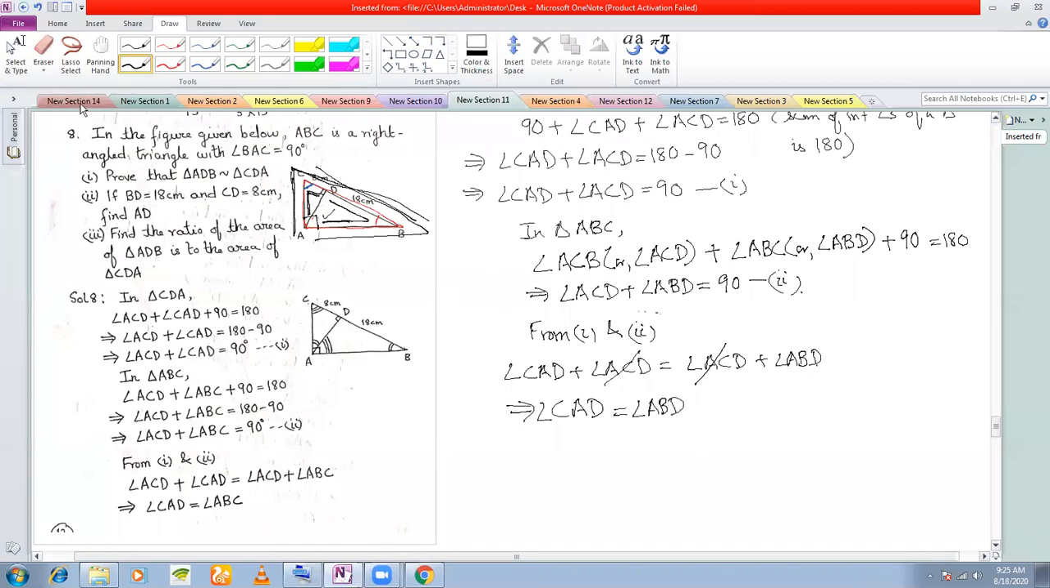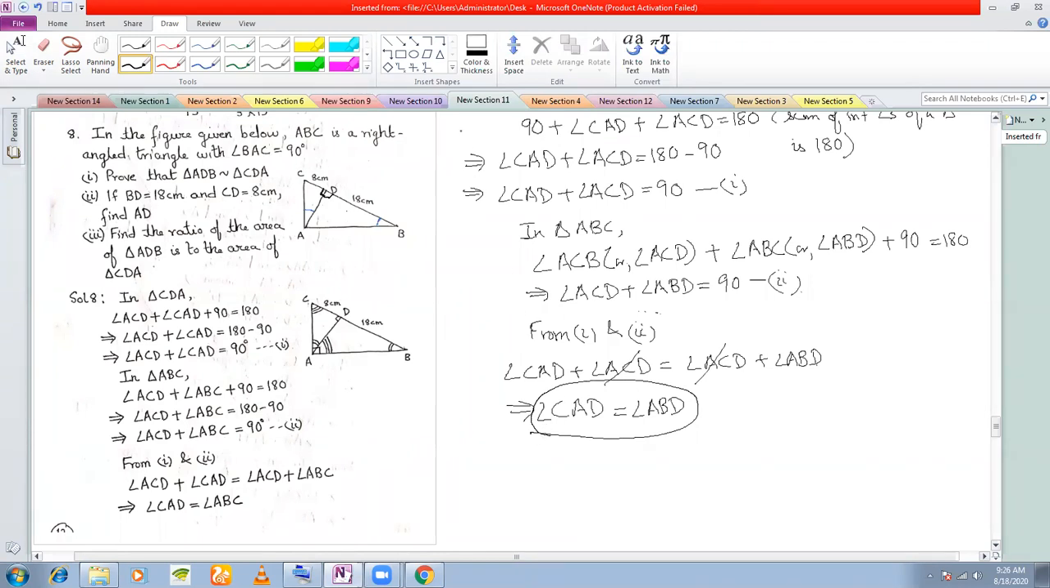Okay, so what angles have I proved to be equal? Angle CAD, that means this blue angle, angle CAD, and ABD, these two angles. So now if you see in these two triangles, this triangle and this triangle, what are the angles that are equal? The 90-degree angles are equal. This is 90 degree, this is 90 degree. Okay, one angle equal. The blue angles are equal as I have shown here. That means in the two triangles, the two angles are equal.